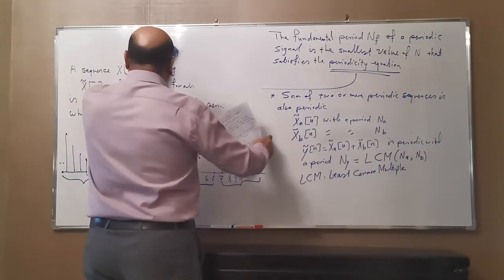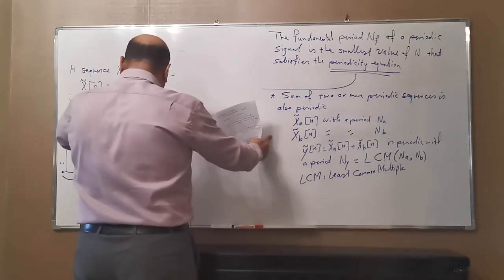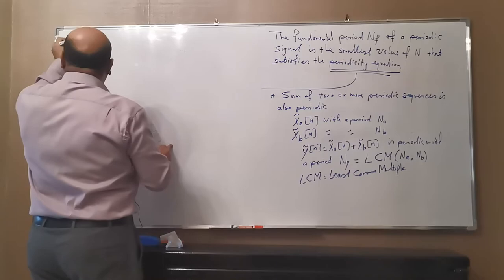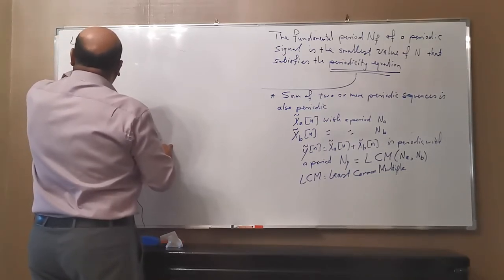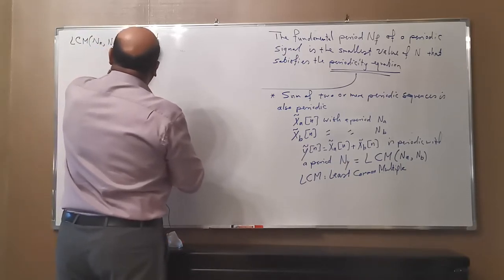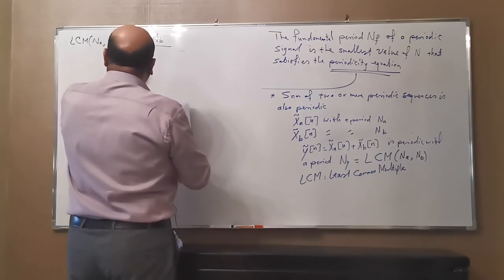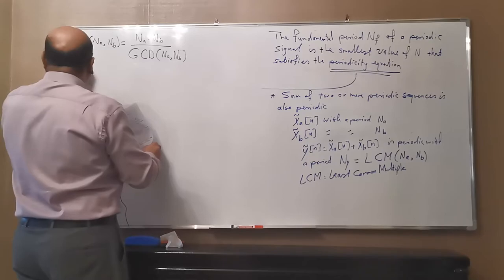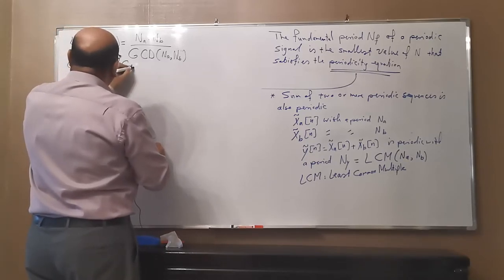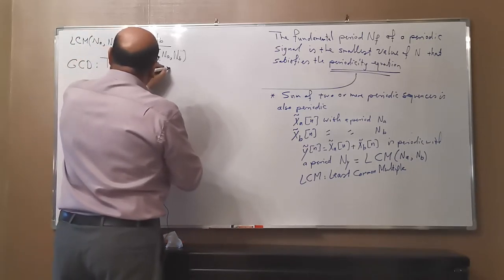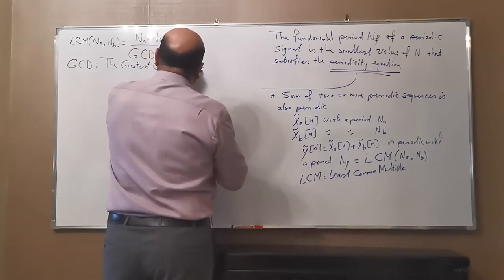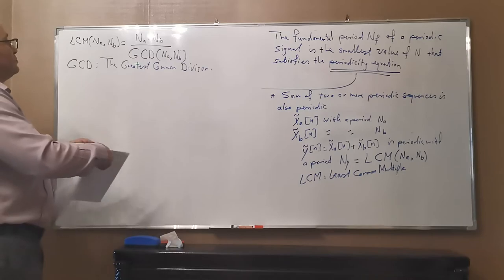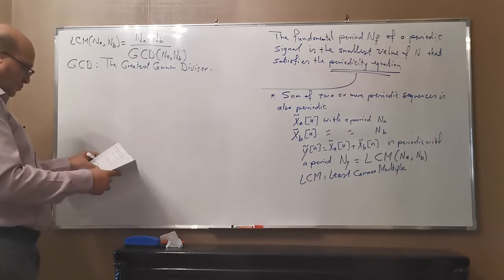As a definition, the least common multiple can be found: the least common multiple of N_A and N_B equals N_A times N_B over the greatest common divisor of N_A and N_B. GCD is the greatest common divisor for N_A and N_B.